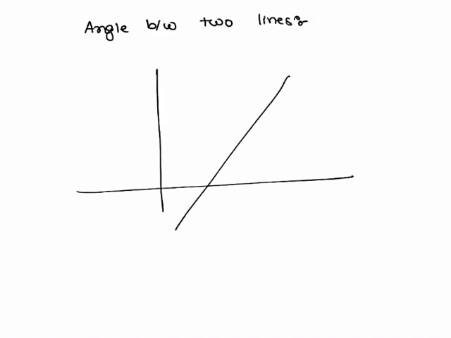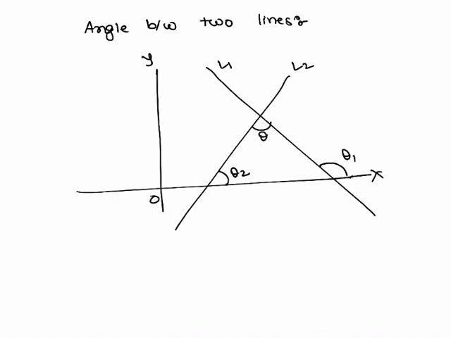So this is the x-axis, origin, y-axis. This is line L1, this line is L2. This line is making angle theta 1, this line is making angle theta 2, and the angle between the two lines is, suppose, theta. So using the triangle property, we can say theta 1 equals theta plus theta 2.